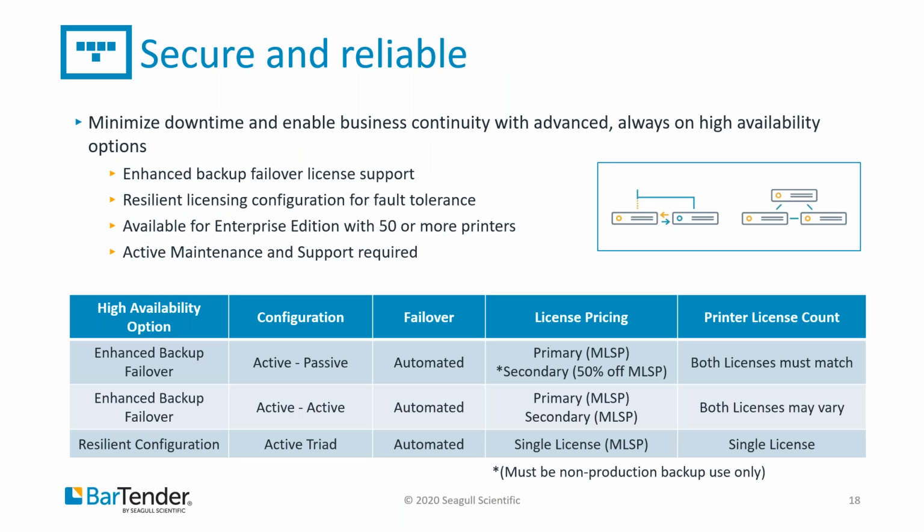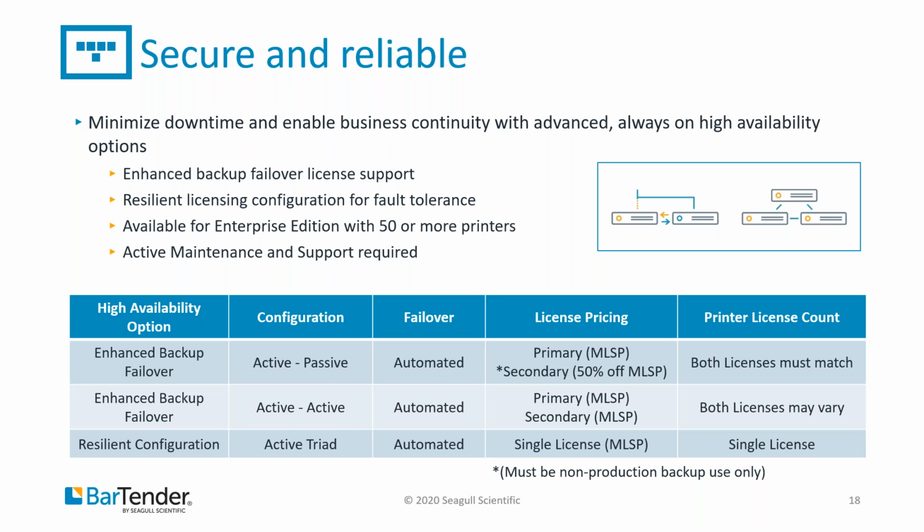To support your labeling and printing operations, security and reliability are required. We've added two new options for increasing BarTender license serviceability for our customers with mission-critical environments. First is enhanced backup license server failover. You can set up a main licensing server and a backup or secondary license server. When the main server is unavailable, BarTender clients will automatically connect to the secondary server to continue print services. The secondary server can be configured in the active-passive or active-active configuration.